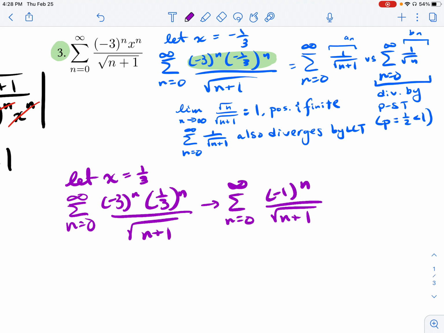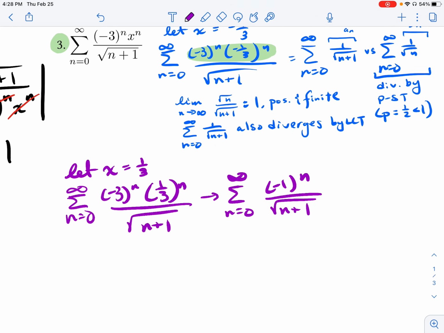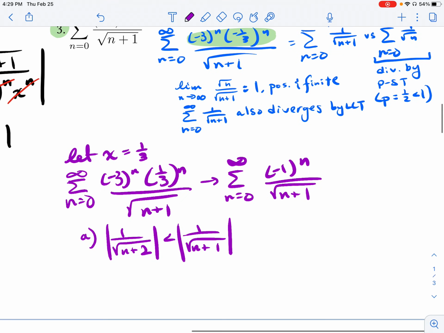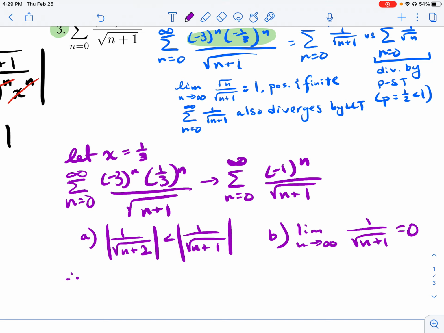What's really nice about this alternating series is it's pretty easy to show its convergence. We can say that A, the absolute value of a sub n plus 1, is going to be less than a sub n, the root n plus 1, right? So our terms are getting smaller in absolute value. And then also B, that the limit of a sub n, 1 over root n plus 1, is equal to 0. Therefore, this series here that we have, root n plus 1, converges by the alternating series test.